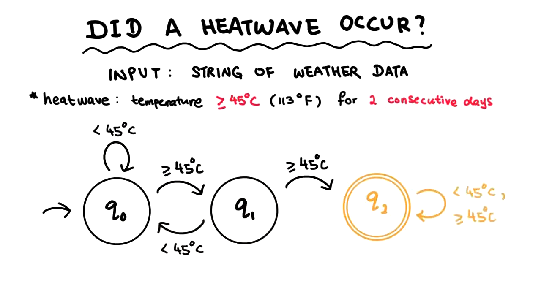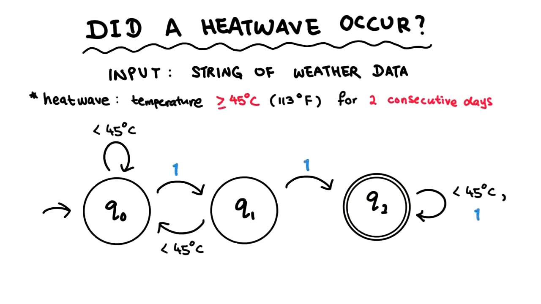And if we are already in our accept state Q2, we don't have to go anywhere because a heat wave has already occurred. And finally, we'll just modify our machine a little bit more, and let's use a 1 to represent a day with a temperature over 45 degrees, and we use 0 to represent a day with a temperature less than 45 degrees. And there we have it. Our finite automaton, which we will now call M, will tell us if a heat wave had occurred.